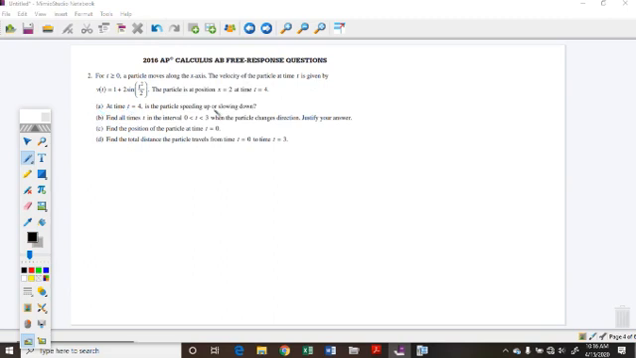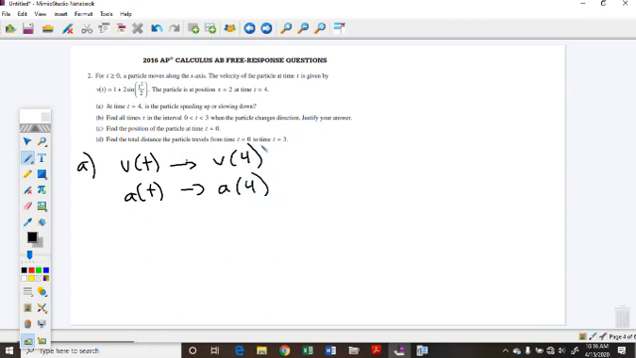Part A. At time t equals 4, is the particle speeding up or slowing down? Well, if I'm going to answer part A, I need to compare velocity and I need to compare acceleration. Because if they have the same signs, it's speeding up. Opposite signs, slowing down. So I need to do V of 4 and I need to do A of 4. Alright, and you can do that right on the graphing calculator. There's no need to do this by hand.